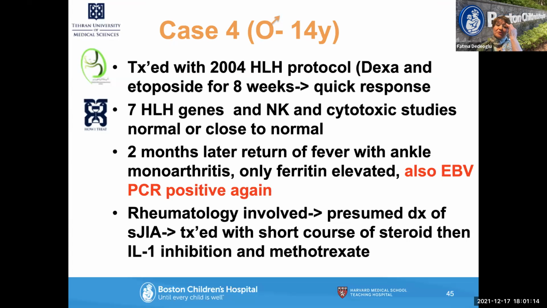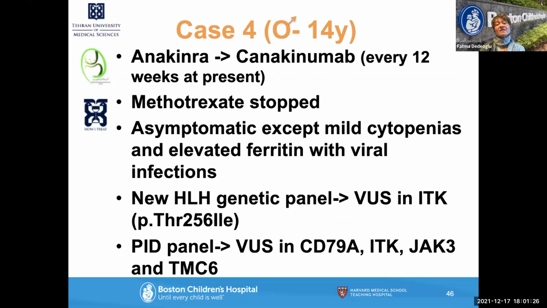We diagnosed him with presumed systemic juvenile idiopathic arthritis, and treated him with a short course of steroid, and started him on IL-1 inhibition and methotrexate. With anakinra, he had some skin reactions and couldn't tolerate daily injections, so we switched him to canakinumab. I met him when he was 7 or so, and he's now 15 or 16. He's still taking canakinumab. I was able to space it to every 12 weeks, and we stopped the methotrexate. He's doing well. He never had a flare of his arthritis. He's overall asymptomatic. Occasionally when he has a virus, he gets mild cytopenias and his ferritin goes up a little bit.